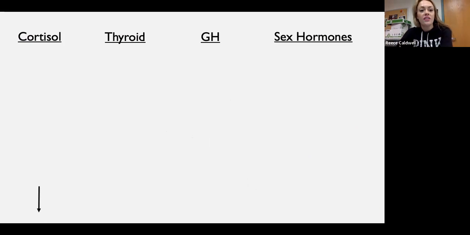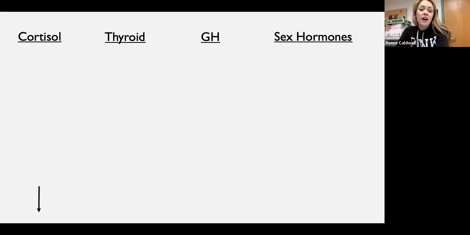So now we're going to draw out the specific hypothalamic anterior pituitary pathways for these 4 hormones. If you want to draw on an extra sheet of paper, I would definitely recommend writing this down. So first we have cortisol, then we have thyroid hormone, then we have growth hormone, and then we have our sex hormones. So we're going to draw out that pathway for each, and then we're going to talk about the specific hormones that come from each center.